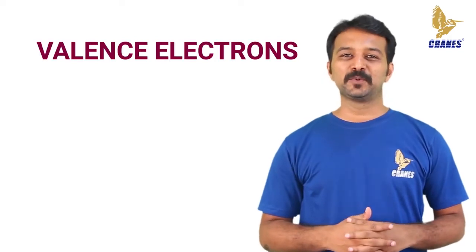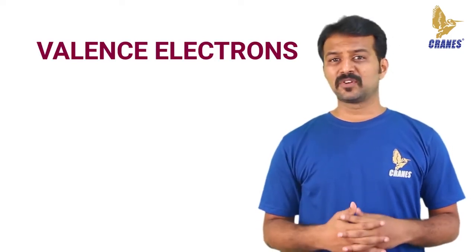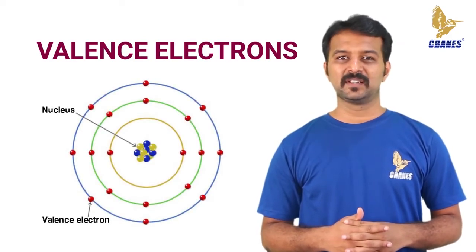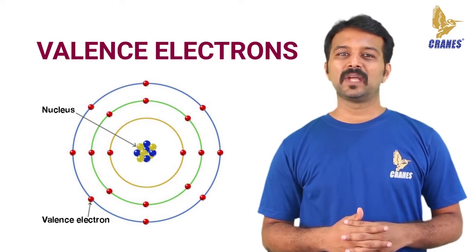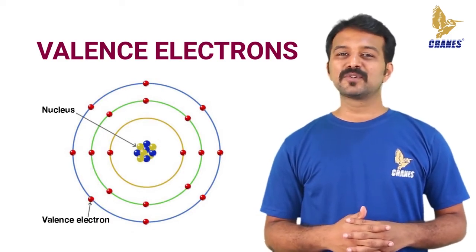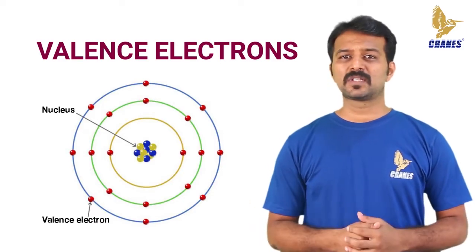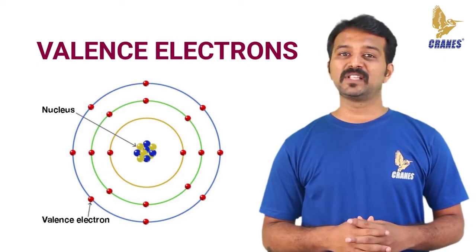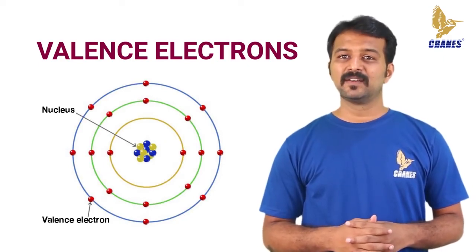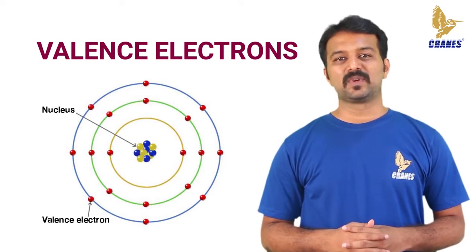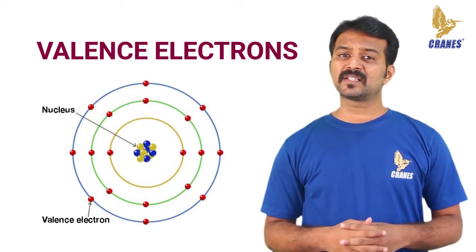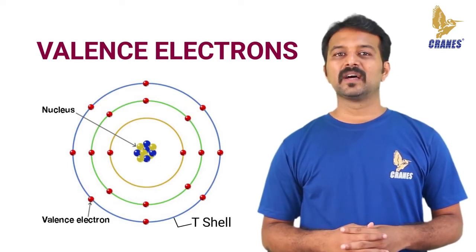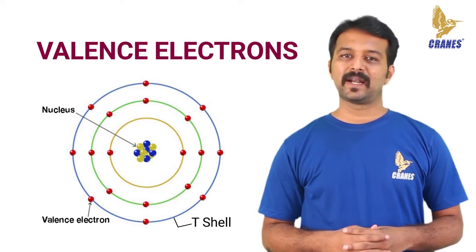Let's now look into valence electrons. Electrons that are in orbits farther from the nucleus have higher energy and are less tightly bound to the atom than those closer to the nucleus. This is because the force of attraction between the positively charged nucleus and the negatively charged electrons decreases with increasing distance from the nucleus. Electrons with the highest energy exist in the outermost shell of an atom and are relatively loosely bound to the atom.